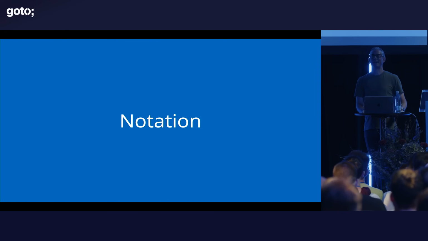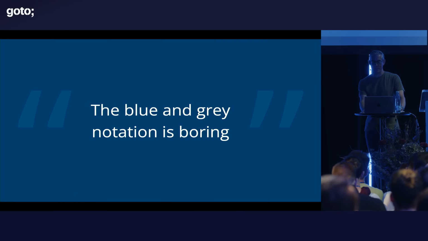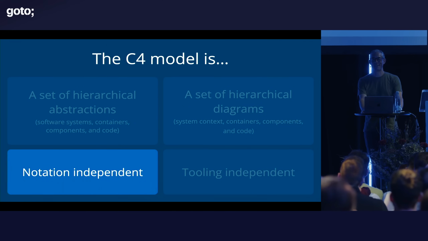Notation. I get a bunch of questions around notation. People tell me that the blue and gray notation is boring. I think this is my fault, but I'm not going to apologize for it. In order to draw some example diagrams for the C4 website and my workshops, I had to choose some colors. I chose blue and gray. That's it. As I said before, the C4 model is actually notation independent, so other colors are available.